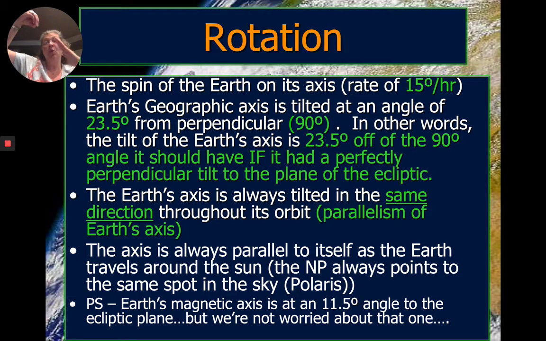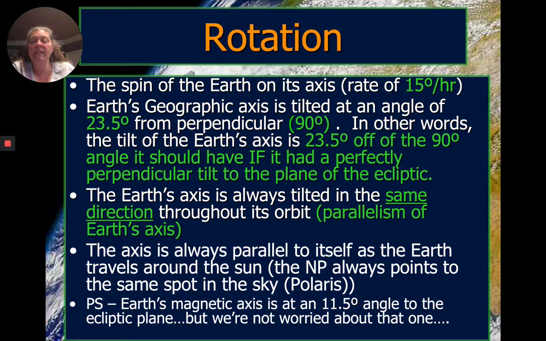So if the axis wasn't always parallel to itself, if it moved, it wouldn't always be pointed at Polaris. So the Earth's tilt is always parallel to itself. Okay, that's the parallelism of the Earth's axis.